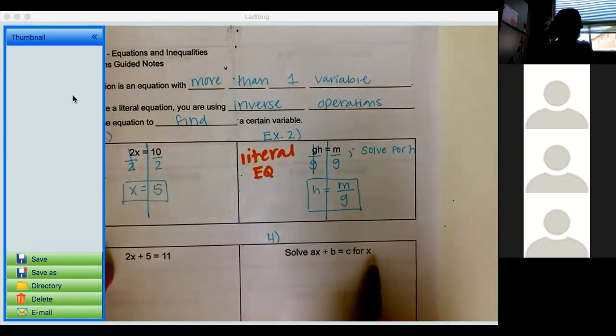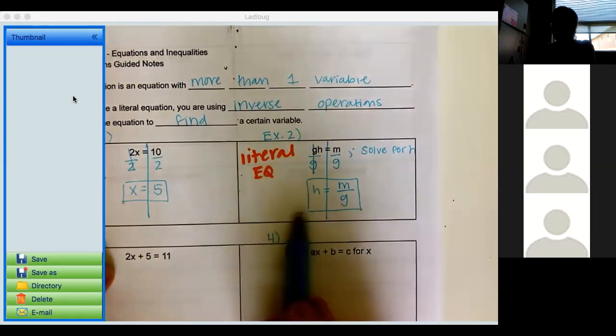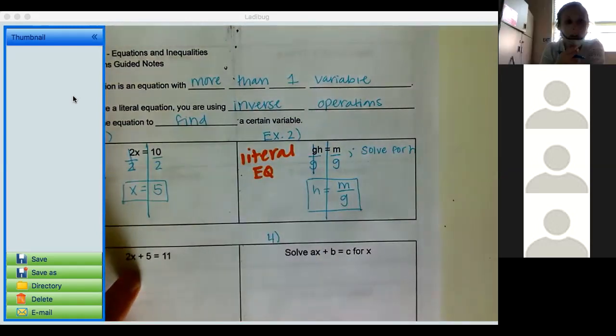So I'll show you what to do, okay? But I always have kids freak out because y'all are like, there's no numbers. This is easier because you don't have to simplify anything. It's no math. You're just moving stuff, okay?